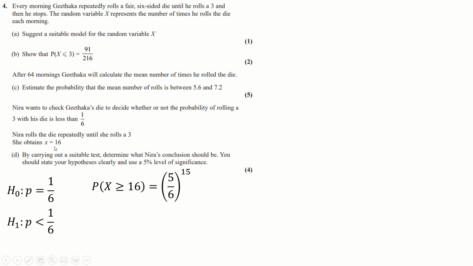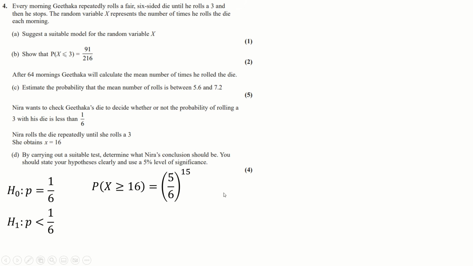So what we can do here is say the probability of being more than or equal to 16 is just this. Essentially, you're dodging a 3 fifteen times. The probability of not getting a 3 is 5/6, and you're doing that 15 times in a row. You don't care what happens on the 16th roll or after, because all that matters is that you've dodged it 15 times in a row.